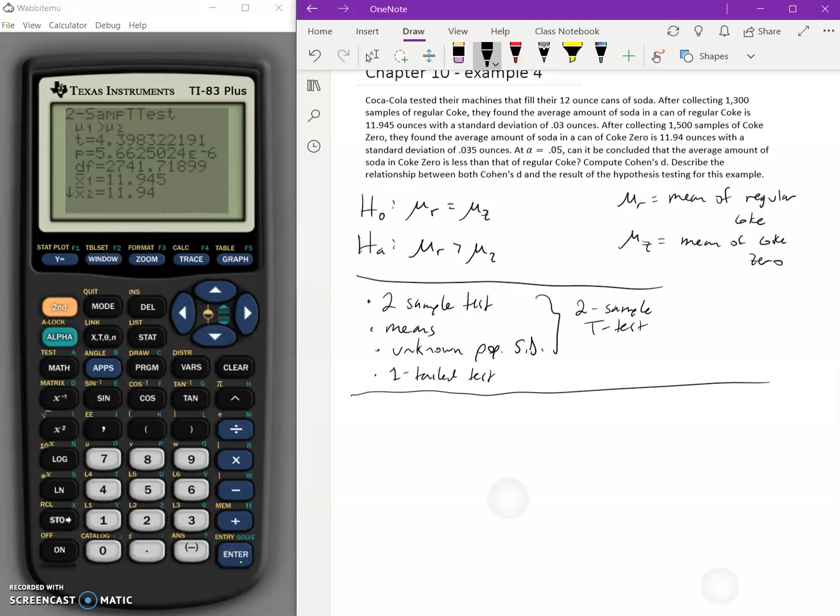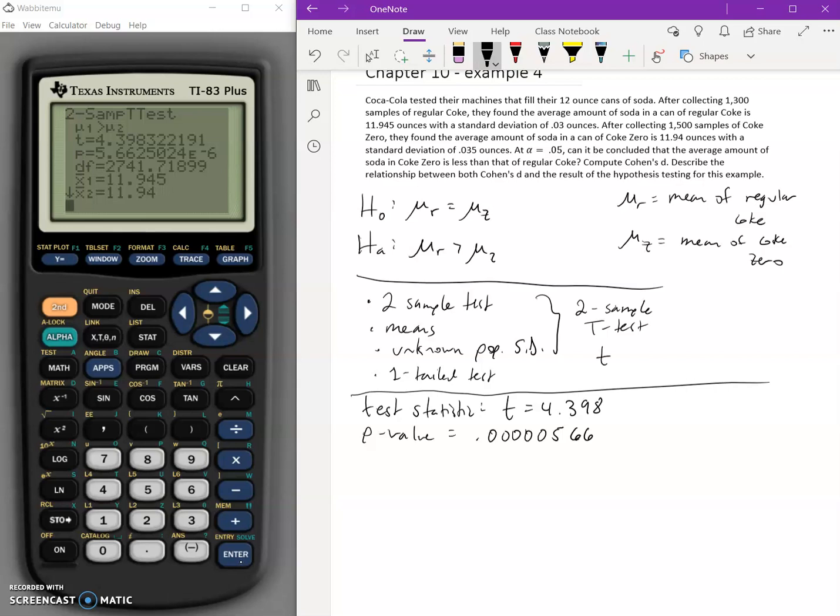What we see is we now have a test statistic that is t equal to 4.398. Very, very large test statistic. So our p-value we expect to be very small, and it is indeed 0.0000566. Now also, if you notice on the calculator, on the third or the fourth row, it says DF. This is our degrees of freedom.